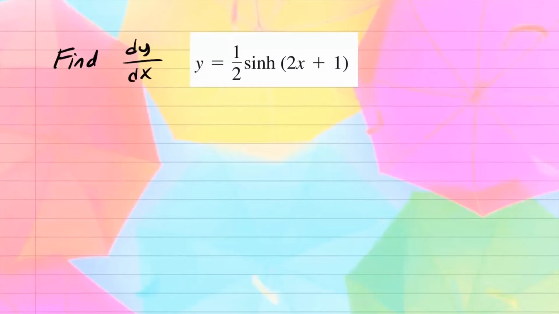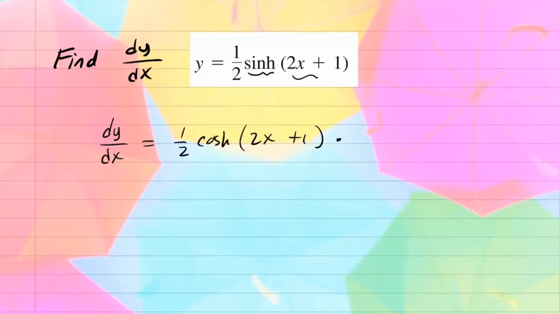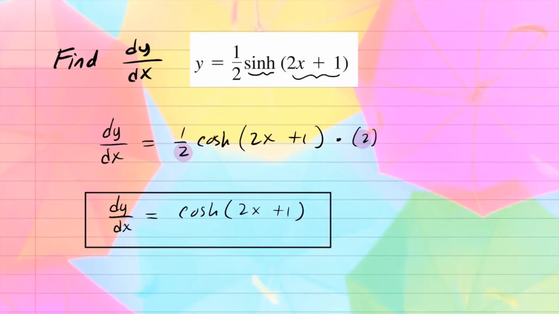So we're going to be using the chain rule. We are looking for the derivative of y. So dy/dx is equal to 1/2 times the derivative of sinh, but we know that's cosh. We keep the inside, 2x plus 1, times the derivative of the inside, which is right here, and that would simply be 2. Then we simplify our answer. So dy/dx is equal to, the 2 will cancel out with the 1/2, that will give us just cosh of 2x plus 1. So that will be our derivative for this function.